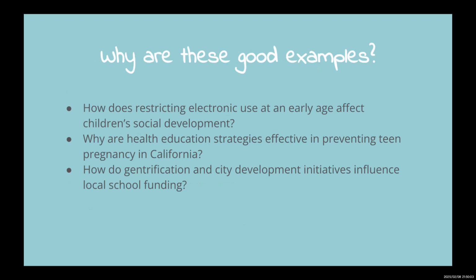And now let's look at 3 examples of good research questions. So I know these aren't exactly STEM related, but from these we can really see the good traits that come with a good research proposal. So here are the examples. How does restricting electronic use at an early age affect children's social development? Why are health education strategies effective in preventing teen pregnancy in California? And how do gentrification and city development initiatives influence local school funding? So take a minute and read these good examples yourself, and then try to figure out what makes them good examples based on the traits that we talked about on the last slides.